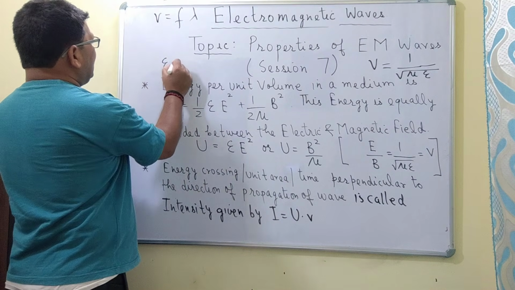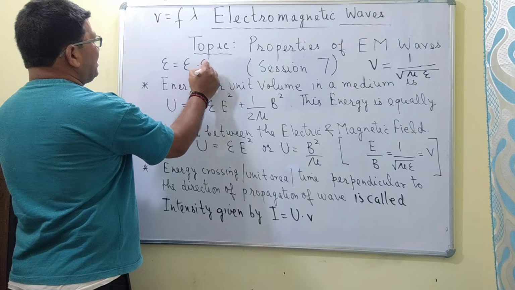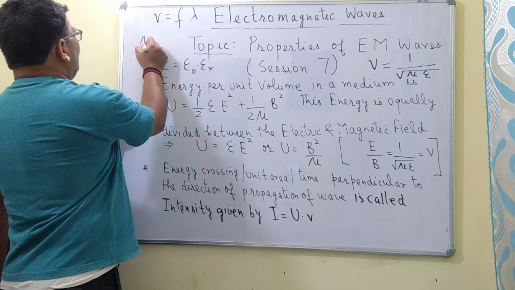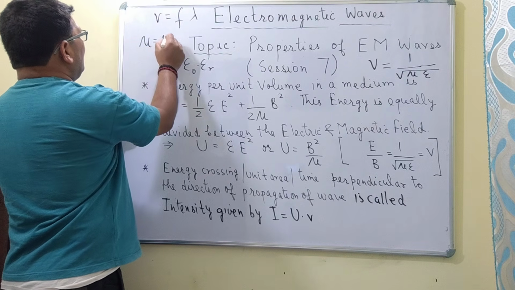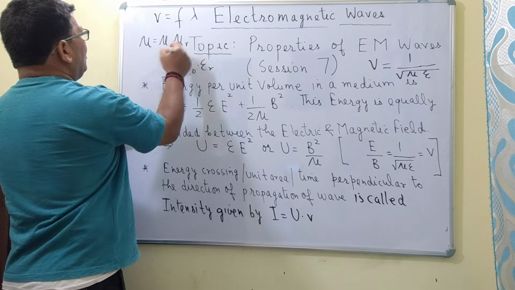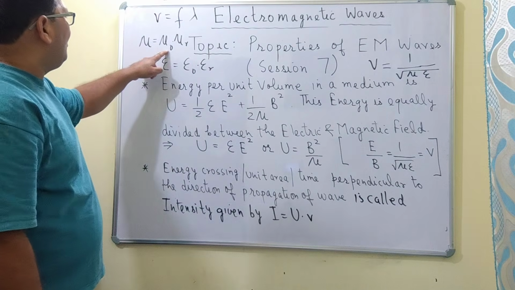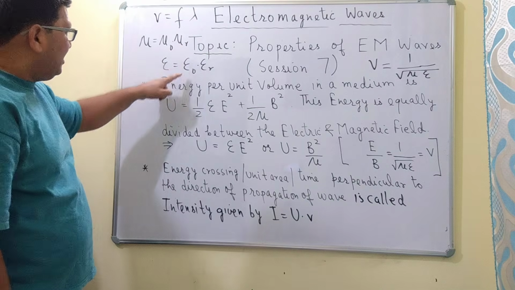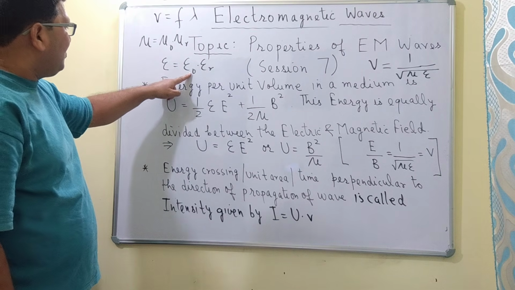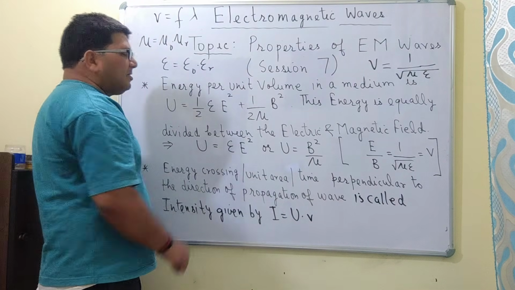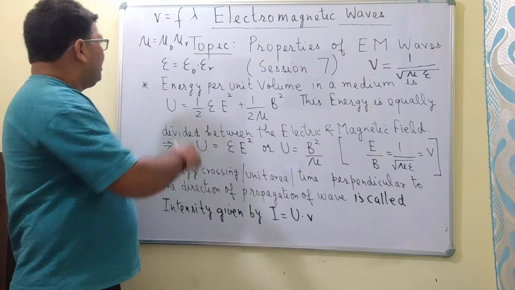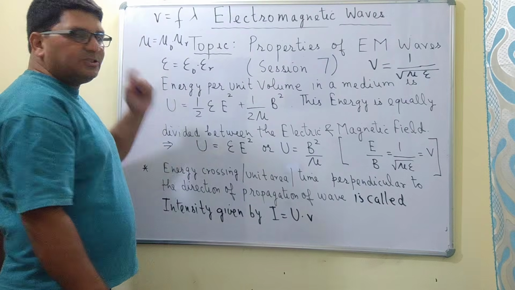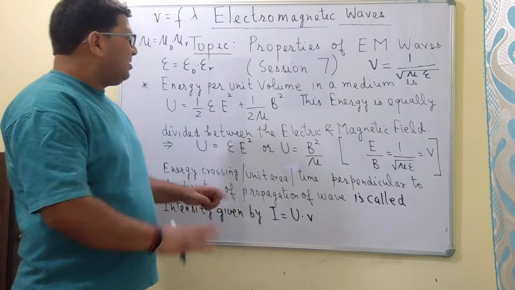ε is equal to ε₀ into ε_r, and μ, the permeability of any medium, is equal to μ₀ into μ_r, where μ₀ is the permeability of free space and μ_r is the relative permeability. Here ε₀ is the permittivity of free space and ε_r is the relative permittivity, and ε is the permittivity of a medium and μ is the permeability of a medium.